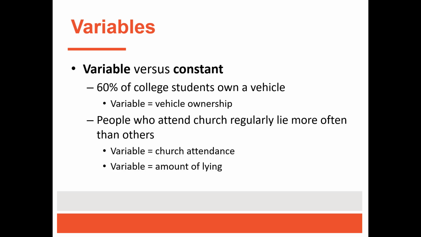A variable is different from what's called a constant. A constant does not vary, it stays the same, or remains constant. In the previous example, that 60% of college students own a vehicle, college students is a constant, as it doesn't change across the different levels of the variable.